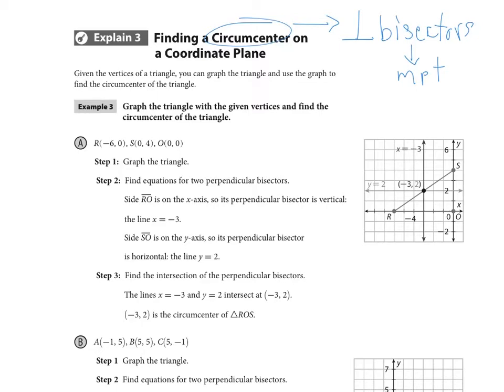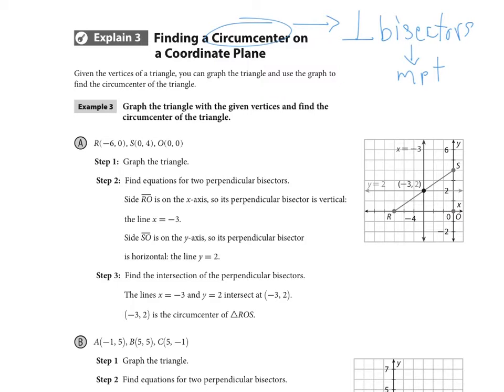Let's reason through this. With example 3, it says, graph the triangle with the given vertices, R, S, and O, and find the circumcenter of the triangle. So negative 6, 0 is R, S is 0, 4, and O is 0, 0, or the origin, which is why they're calling it O. So first order of business is to just graph the triangle. And so you can see those points graphed there.